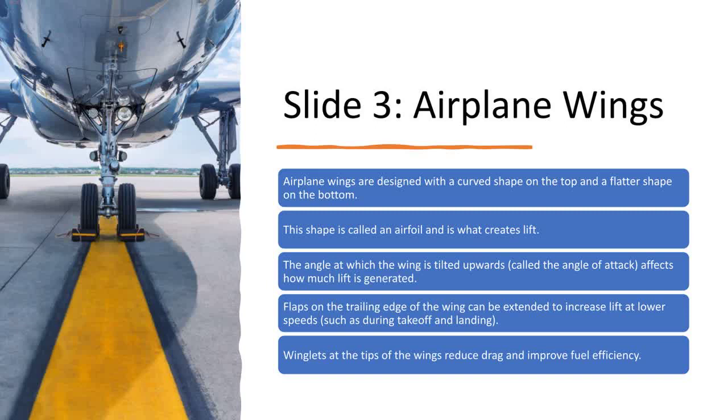In summary, airplane wings are not only designed for aerodynamic efficiency but are also engineered to provide lift and stability to the aircraft. They are a critical component of the airplane.